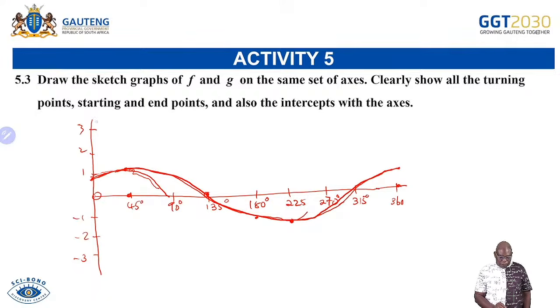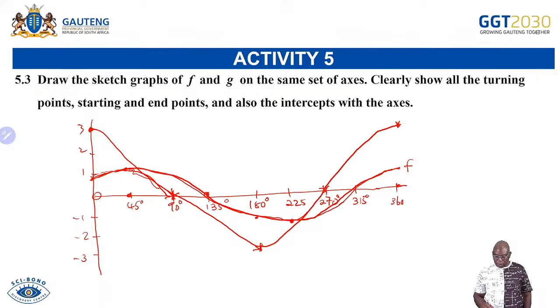Okay. For the G graph, there's no child without a name. Please just name the graph. On that one, it will be at 90 degrees, and then at 180 degrees, I think it will be at -3. Then we'll pass at 270 degrees, and again at 3. So it will be going like this, and then from there it goes there, and then it goes there, and it will be the G graph.